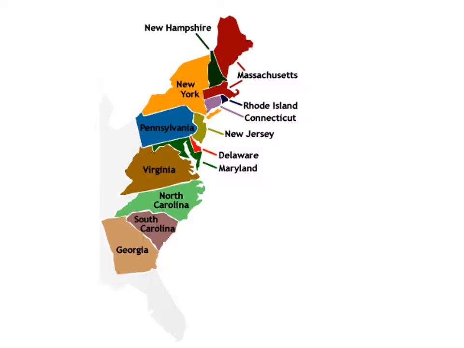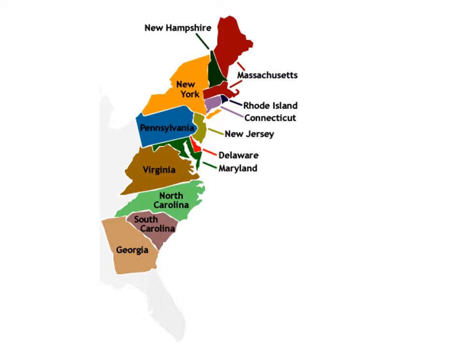So here is a map of the 13 original colonies. And if we were to divide this up into those regions, you're going to have New England, which is going to be Massachusetts, New Hampshire, Maine, Rhode Island, and Connecticut. So the colonies up at the top. For the middle colonies, you're going to have New York, Pennsylvania, New Jersey, and Delaware.